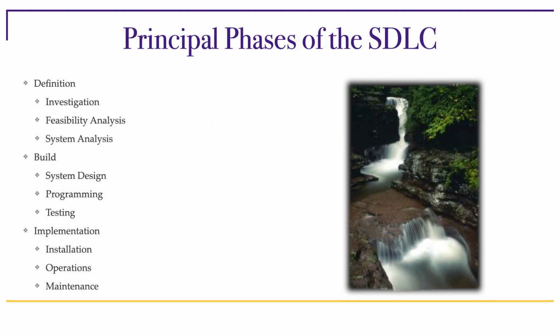So what are the principal phases of the system development lifecycle? The SDLC breaks system development into three major phases. Definition, which includes investigation, feasibility analysis, and system analysis. Build, which includes system design, programming, and testing. And implementation, which includes installation, operation, and maintenance.